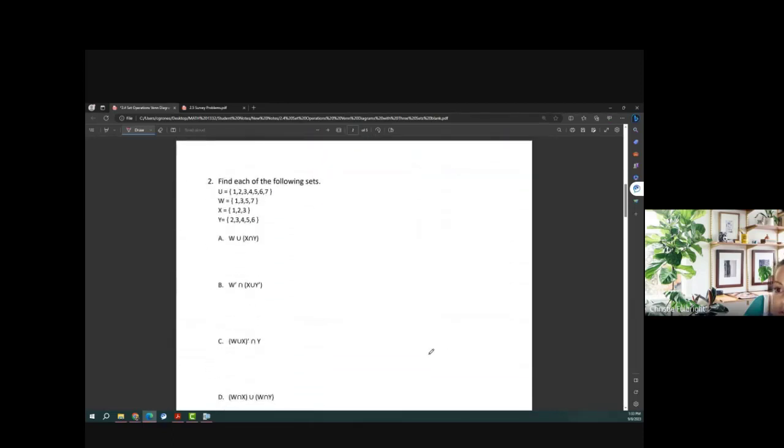All right, number 2, find each of the following sets. So we have lots of different operations in this problem. And one thing that you need to know is that you are always going to start inside your parentheses first, because of your order of operations, please excuse my dear Aunt Sally, P is first, which is your parentheses. So we are going to start inside of our parentheses.